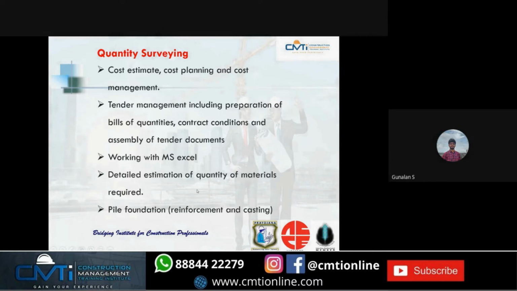Detailed estimation of quantity of materials required. Anantanayan sir took a class on pile foundation, how to determine the pile and the casting, the use of tremie pipe and all. It was a good experience.